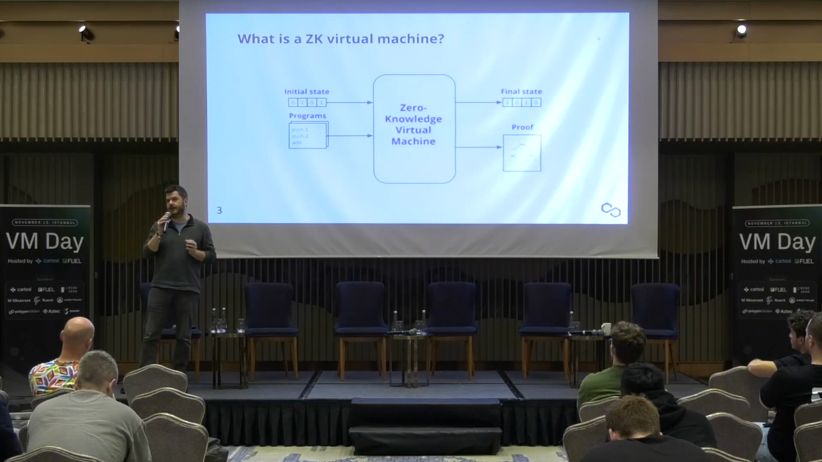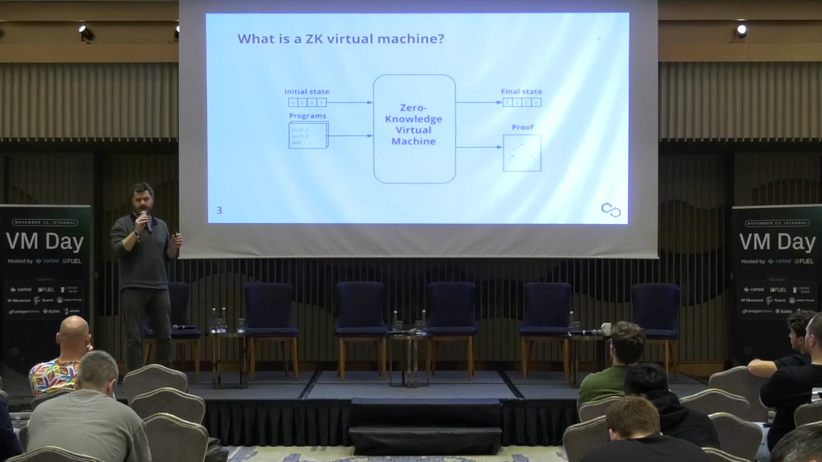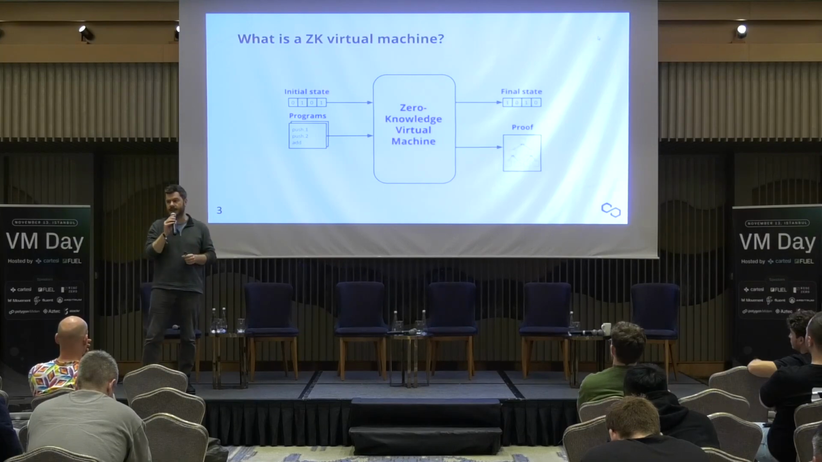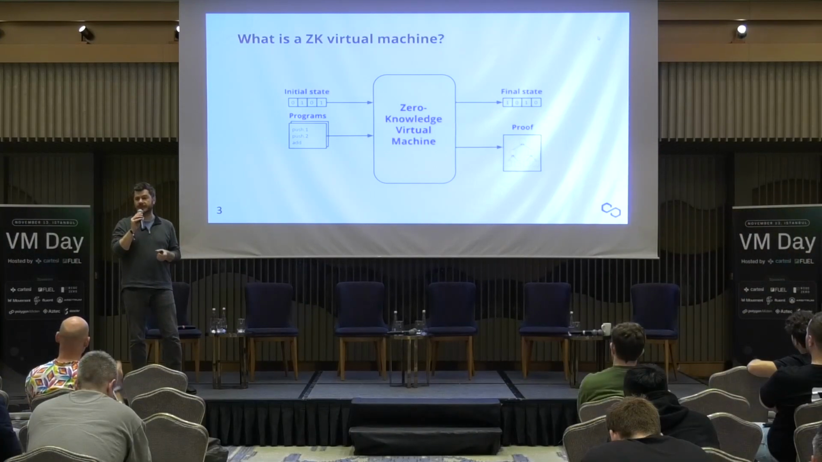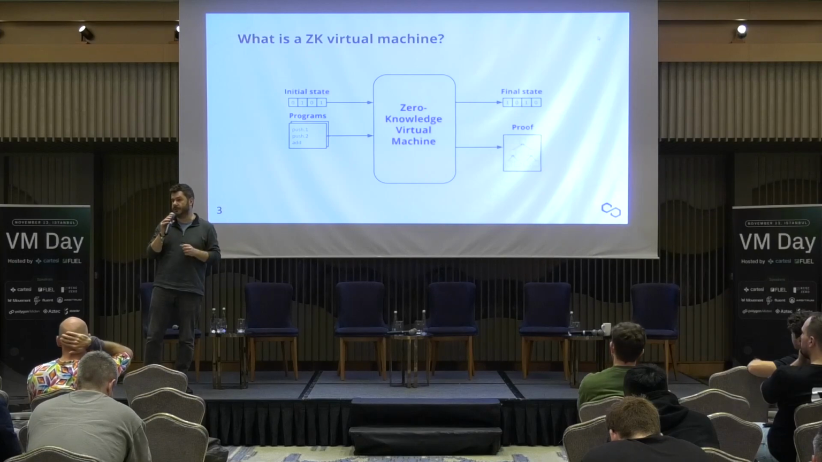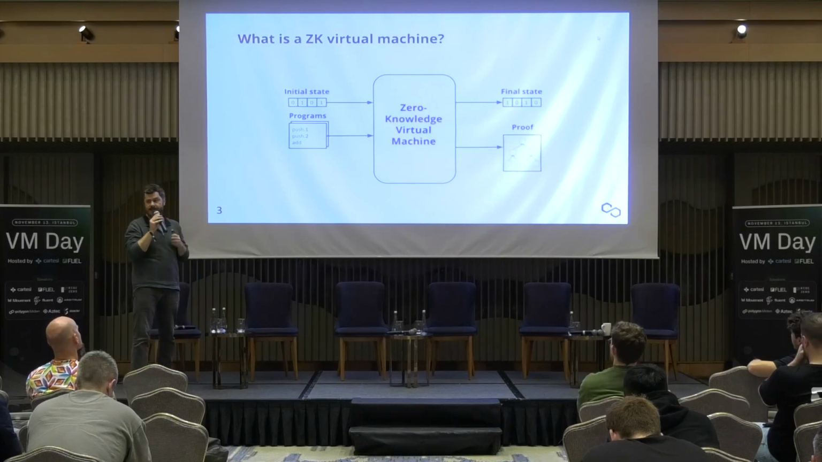With the ZK VM, we get a couple more boxes here. One of the boxes is you also get the proof of execution at the end. So as you execute some program, at the end you get this proof, and nobody else needs to execute this program again. They just verify the proof and know that this set of inputs, if you apply this program, will lead to this set of outputs.